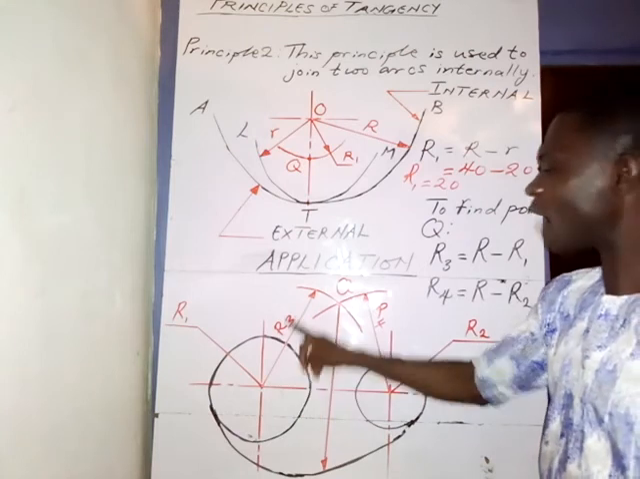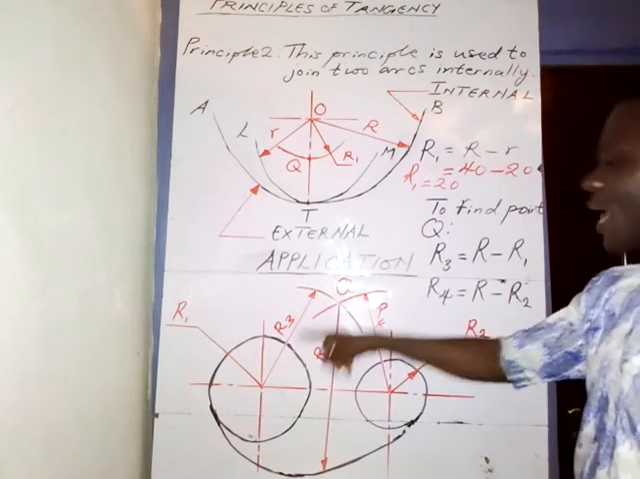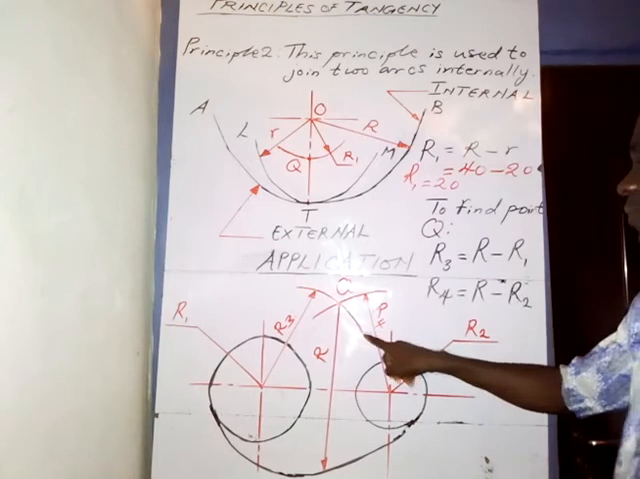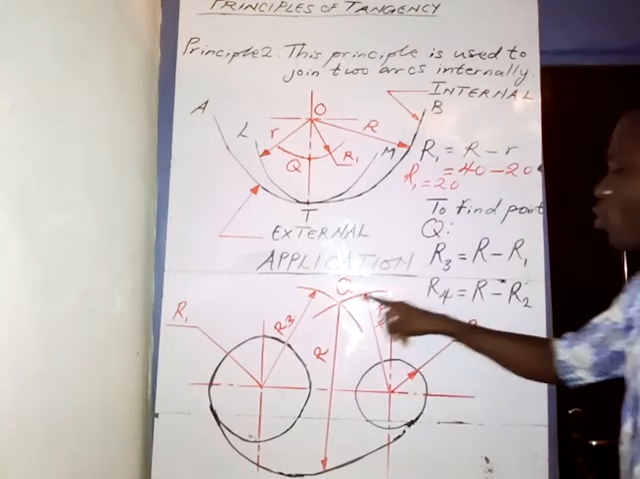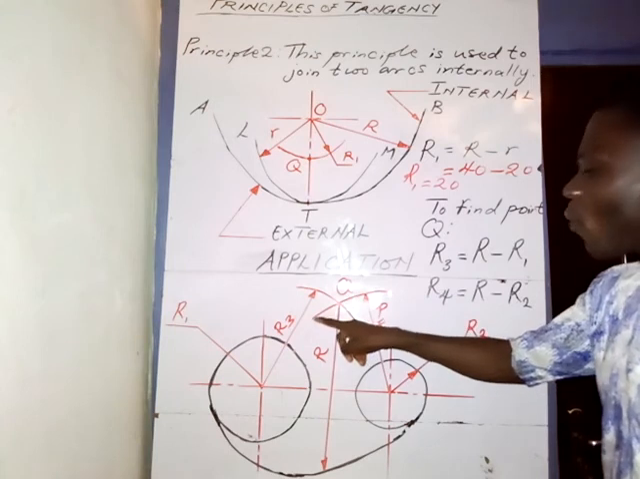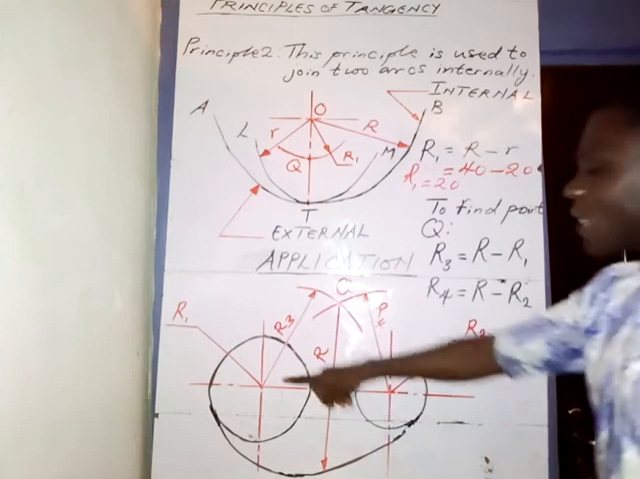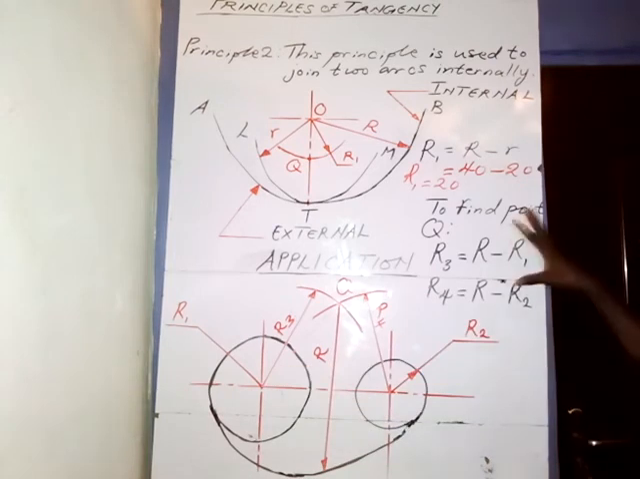Because R3, this line that has a radius of R3, is used to make this arc. This line that has a radius of R4 is used to make this arc. So when these arcs intersect, we get our point Q. So how can we get R3 and how can we get R4? So what you need to do is this.